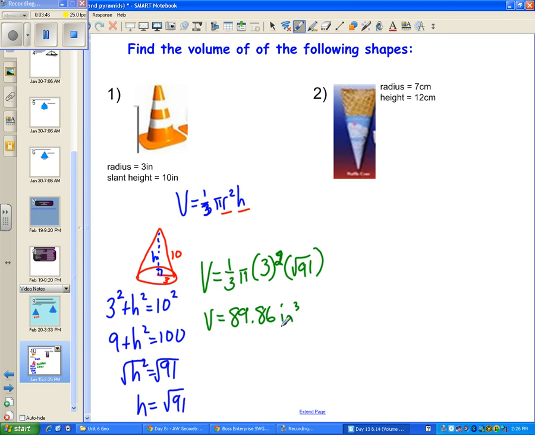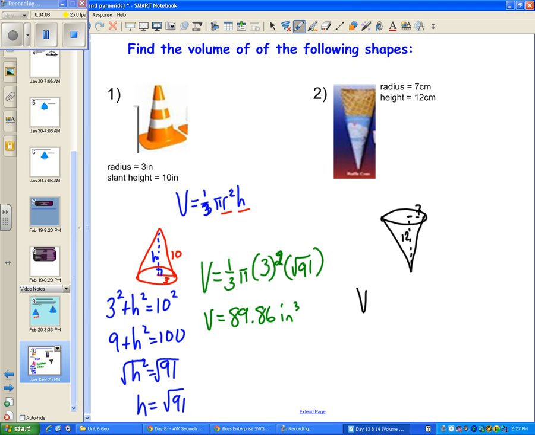Now over here they gave us slightly different information. We have an upside down cone, but this time they gave us the height to be 12 and the radius is 7. So we've got enough information. We've got the radius, we've got the height, and therefore we can go ahead and find the volume of this.